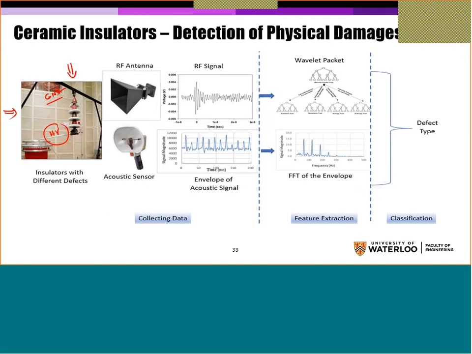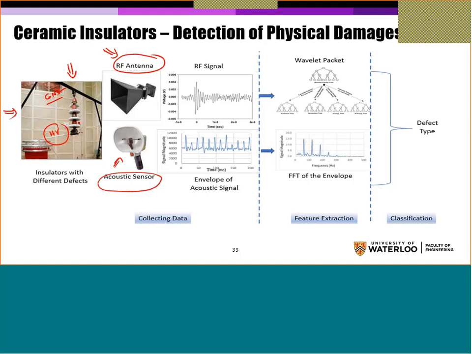Now, the sensors, we have two different studies. Actually, they were conducted by two different master students. The first one using the RF antenna. So this is the RF antenna that they use. The other student used an acoustic sensor. Both of them, more or less, are measuring the same thing. They're trying to detect the defects on those insulators. Okay, so this is the selection of the sensor.